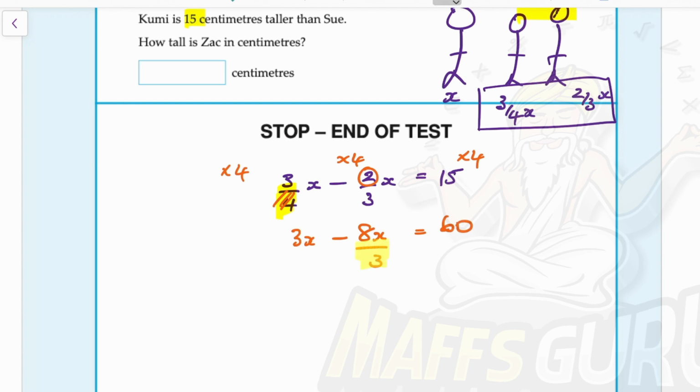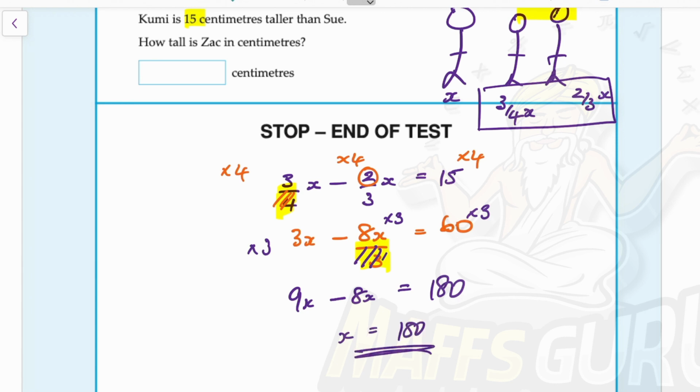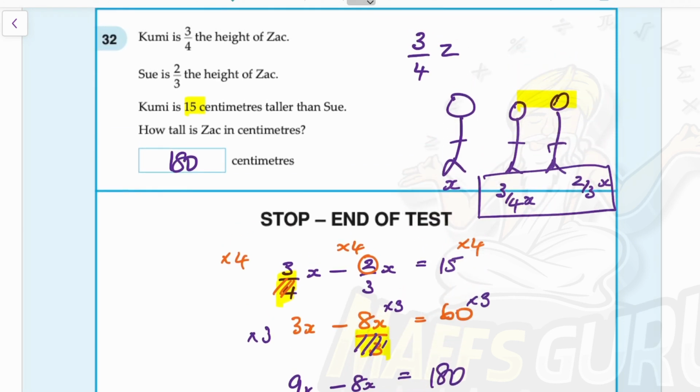I don't like this divide by 3, so what I'm now going to do is times everything by 3. That gets rid of that, so 3x times 3 is 9x, minus 8x is equal to 60 times 3, which is 180. 9x minus 8x is x, so x is equal to 180. So Zach is 180 centimeters, which sort of makes sense because if I ended up with, I don't know, 500 centimeters, Zach would be a freak of nature.